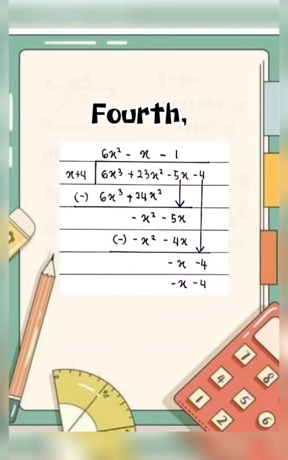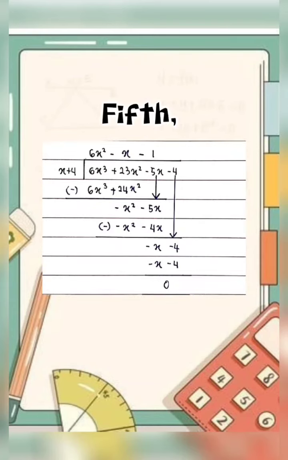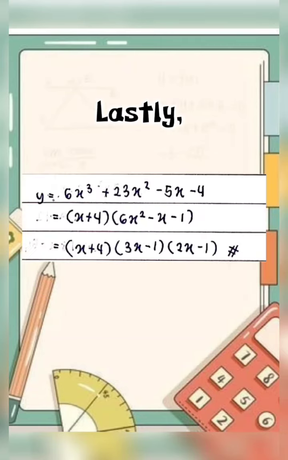Fast forward to the next step, which is bring down. We need to bring down the next value, which is negative 5x. Continue the calculation. Repeat the same steps of divide, multiply, subtract, bring down until you get 0 as the remainder. Don't forget the last step, which is check and factorize your answer.